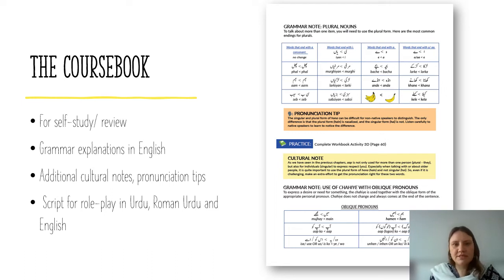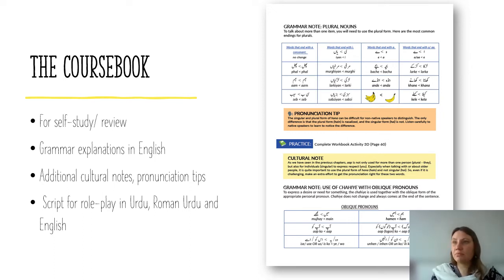Now, another important part of the book is the course book. The course book actually comes before the workbook in the book, and it is basically meant for self-study or for review. It includes grammar explanations in English and lots of examples and tables like the one you can see here on the screen. It also includes some cultural notes, pronunciation tips, and some study tips. Most of it is written in English with Roman Urdu or Urdu script side by side.